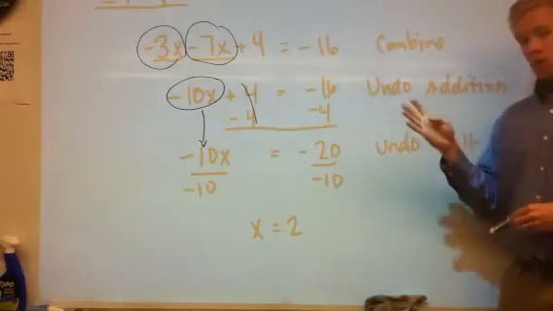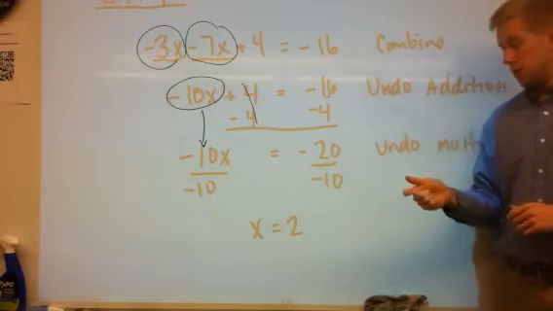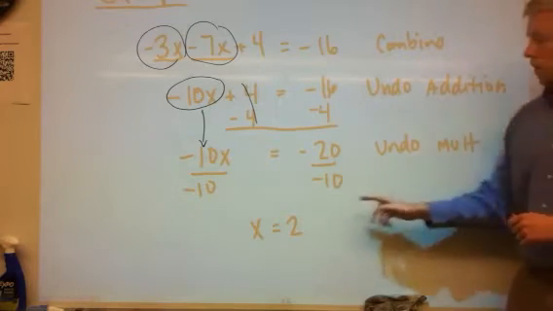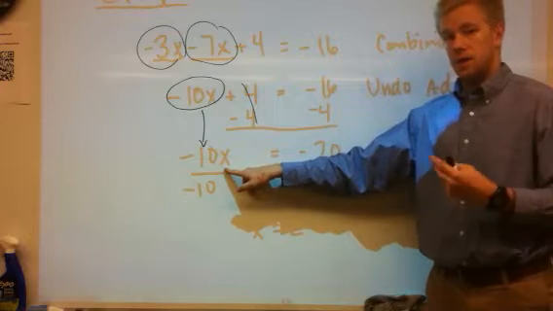My last step, step 4, is to undo the multiplication or the division. So I'm going to undo the multiplication here. I have negative 10 times x because they're beside each other.